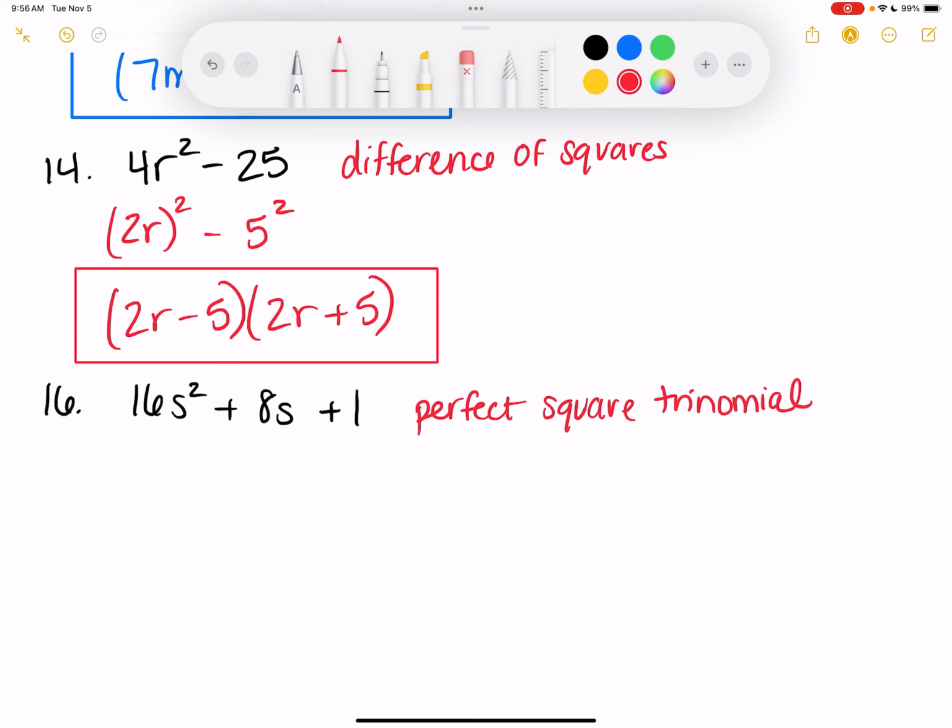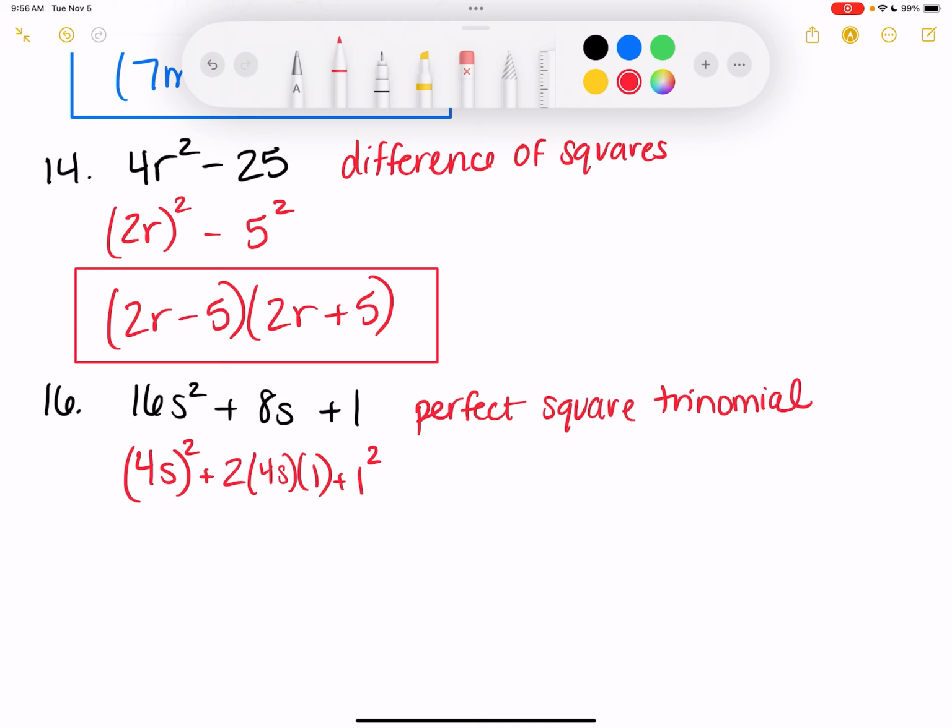So, this is what squared? 4s. Yep, so this is 4s squared. What is this? That is 1, 1 squared. 4s plus 1. Okay, obviously 1 doesn't need a squared on it, but for reference. Then the middle term is 2 times the first term times the last term. And when I do that, that gives me 8s, so it is a perfect square trinomial. 4s plus 1 squared. Right?